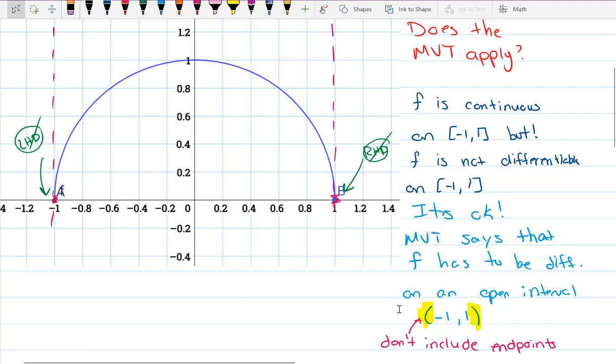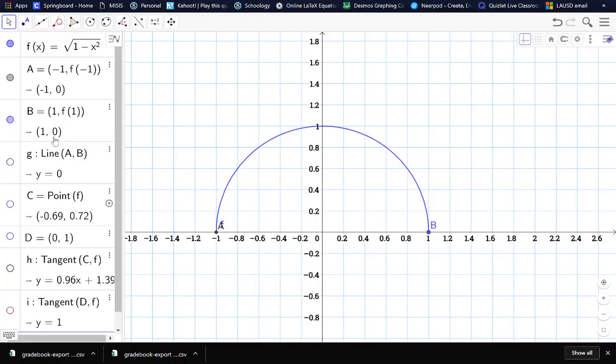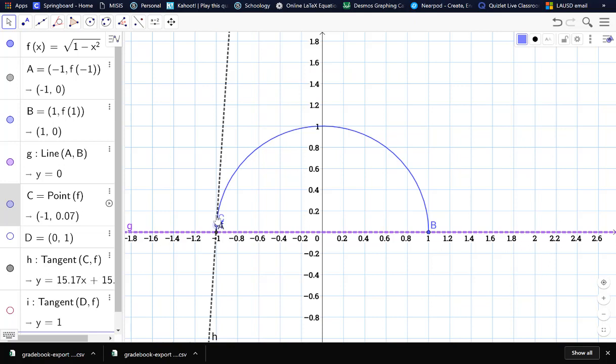So we're going to go back to the graph, and I'm going to graph the line that intersects A and B. That's this purple line right here. It goes through A and B. So I can see it needs to be a horizontal line. So my tangent line then is going to look something like this. Well, I can see right here that this is not parallel, not even close.